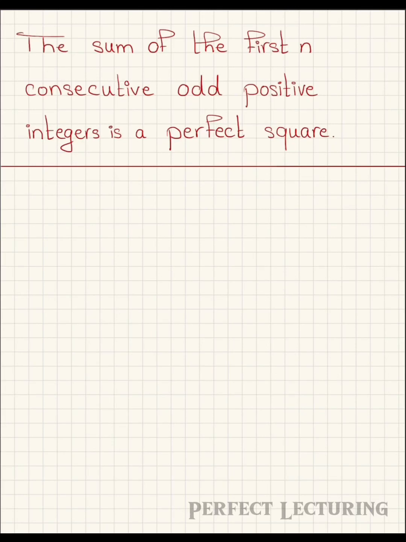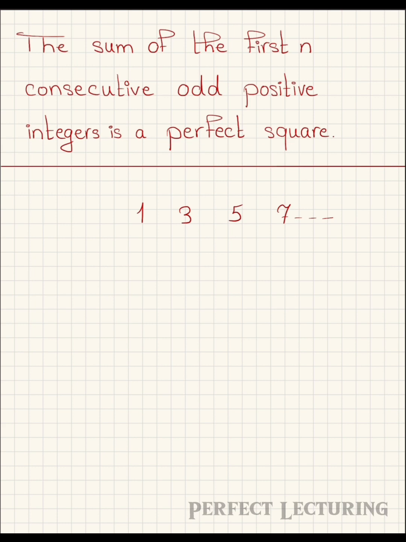Hello everyone. In this video, I'm going to prove the following statement in 3 different ways. What is meant by the first consecutive odd positive integers? Well, we're talking about 1, 3, 5, 7, etc. We are asked to prove that the first n terms of them is always going to be a perfect square.